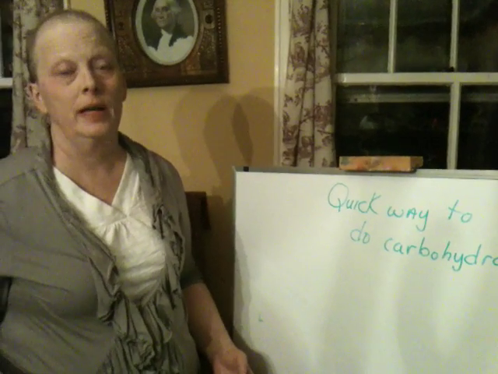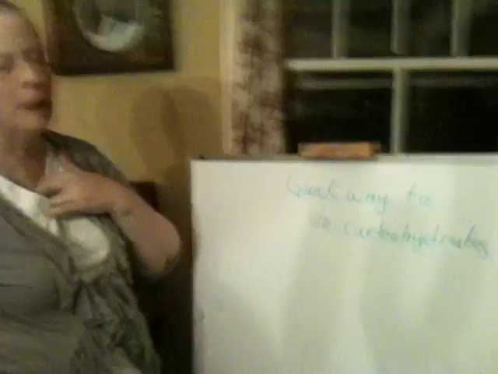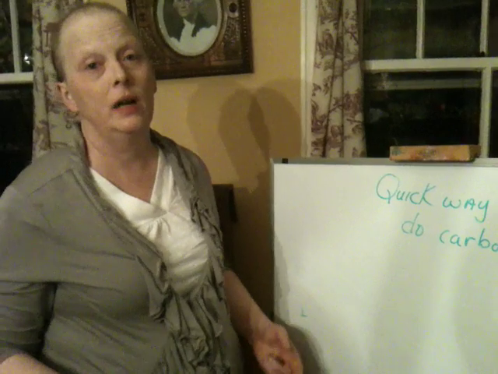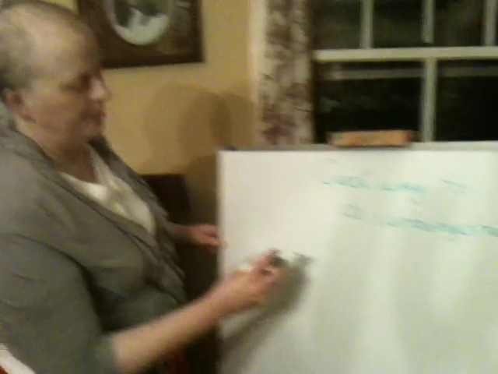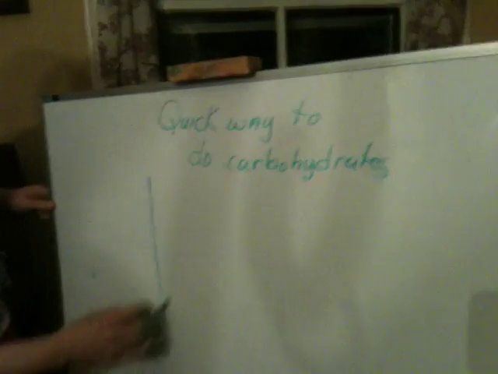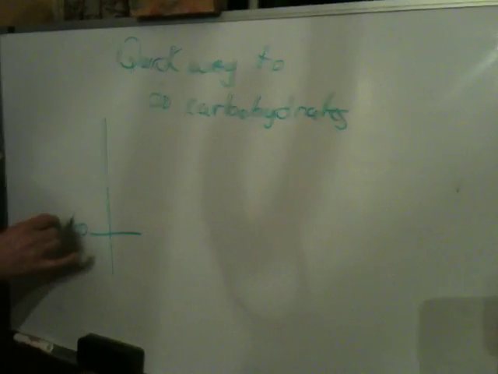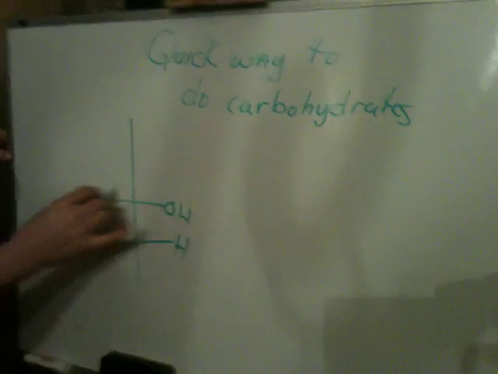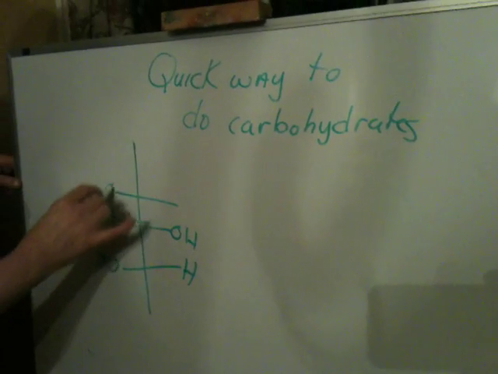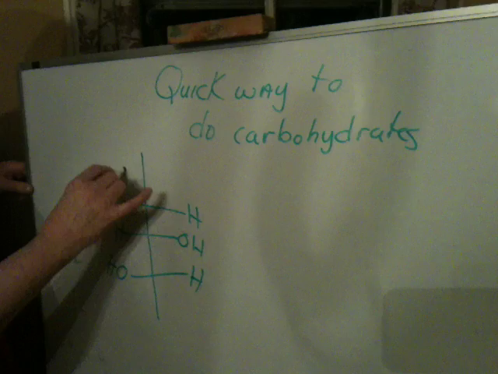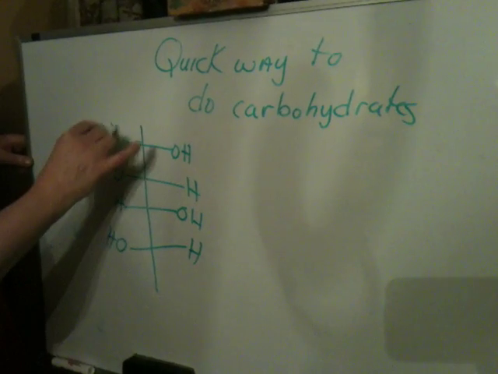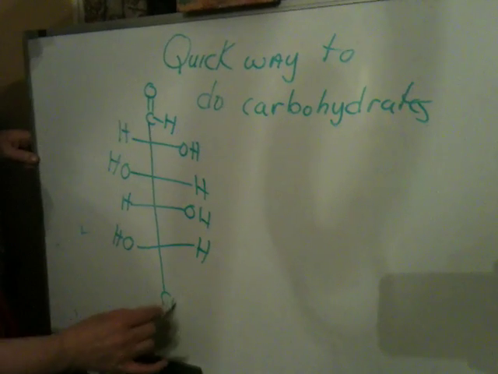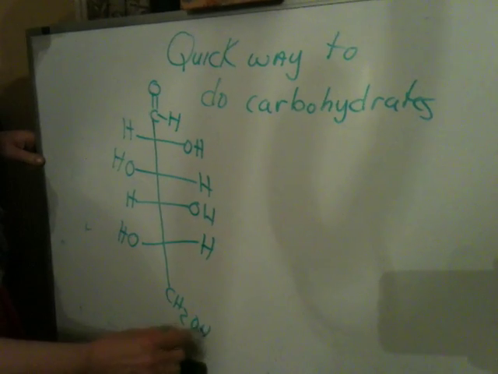That's all. Okay? So I promised I would do a quick method to get to carbohydrates. I gave you the long method a week or so ago. So if I have a sugar, for example, supposing I have this sugar. Okay, how do you know it's a sugar? Because it's a polyhydroxy aldehyde. Or it could be a polyhydroxy ketone.